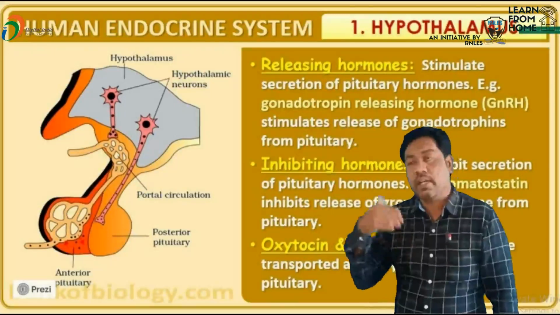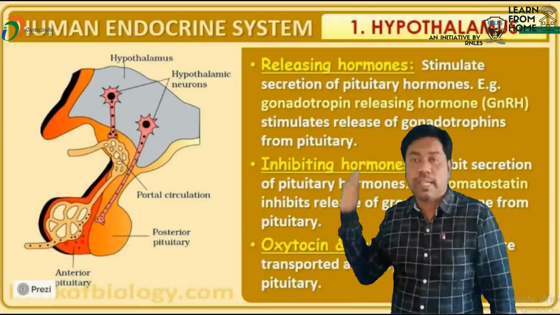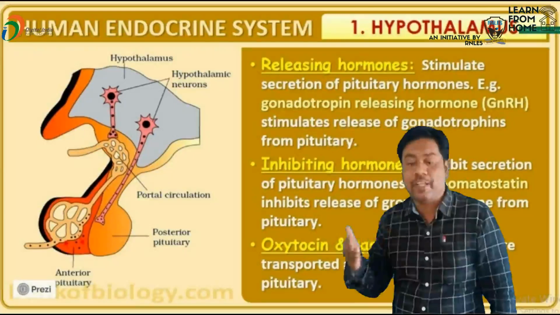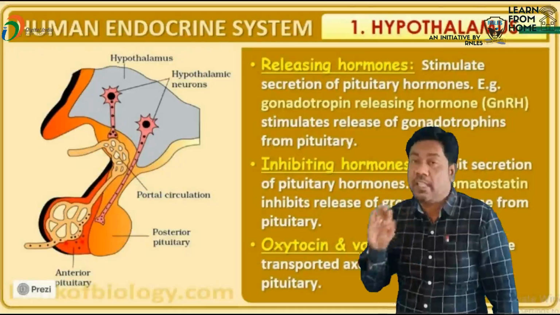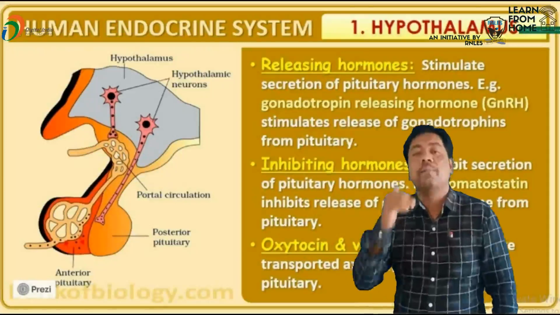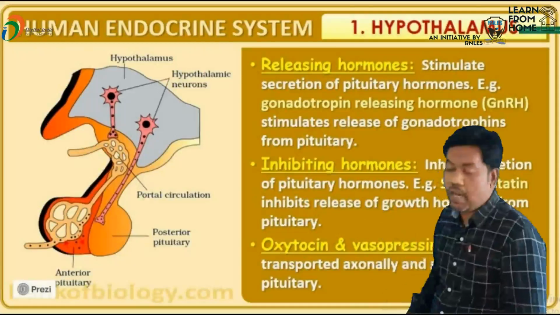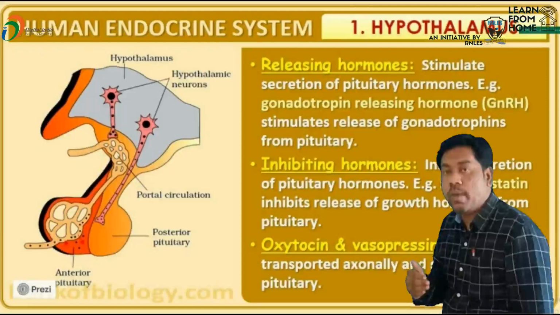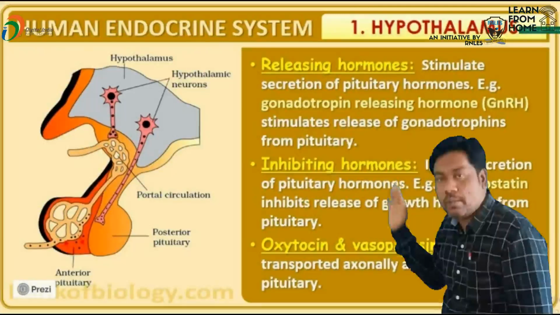Thereafter the next one is the inhibiting hormones. The hypothalamus also produces a hormone known as an inhibiting hormone. It inhibits the secretion of pituitary hormones. Inhibiting means it is stopping the secretion of pituitary hormone. That is why it is known as an inhibiting hormone. What is the example of the inhibiting hormone? Somatostatin, a hormone produced from the hypothalamus.